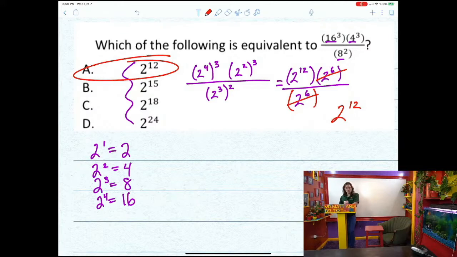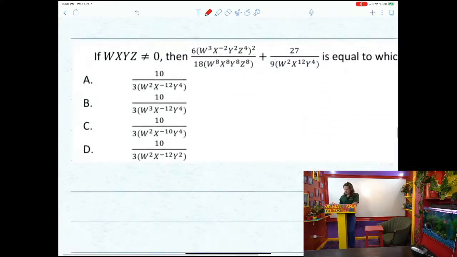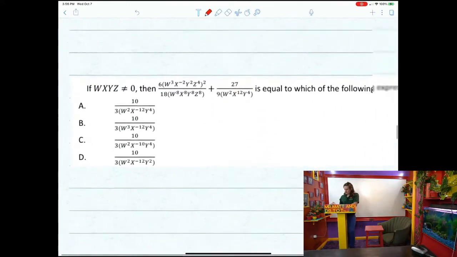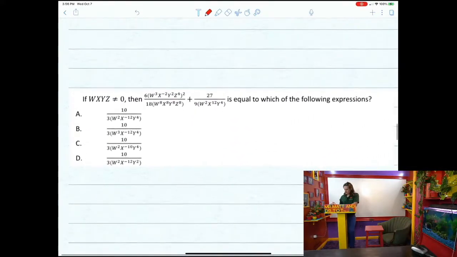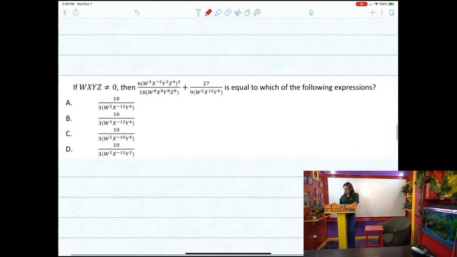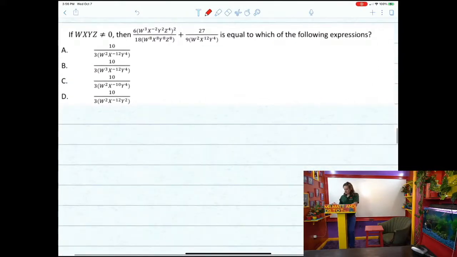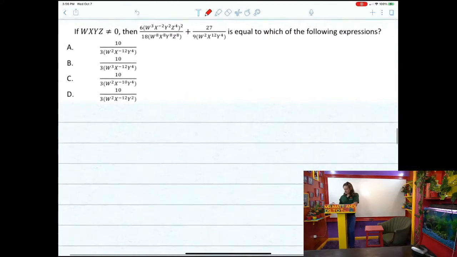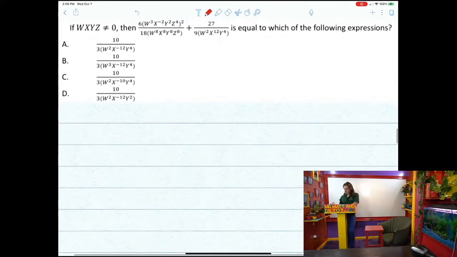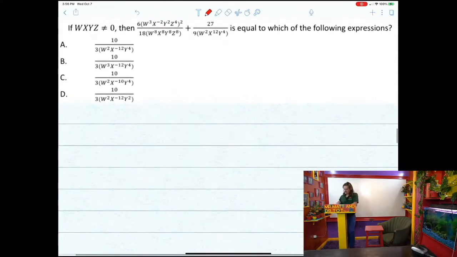If you have any questions, please let me know. Otherwise, let's take a look at this problem. This problem is a little bit more involved, and if you have any problems seeing the question, I'm going to try and make it as large as possible, but please just let me know. I'm going to give you 3 minutes for this problem, and then I'm going to give you some hints.